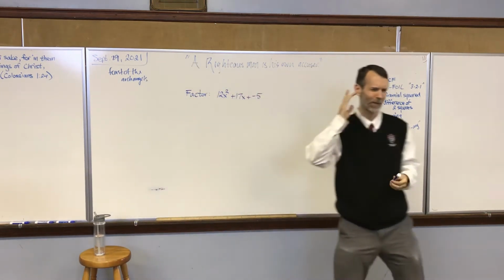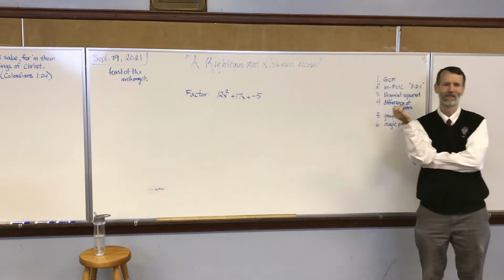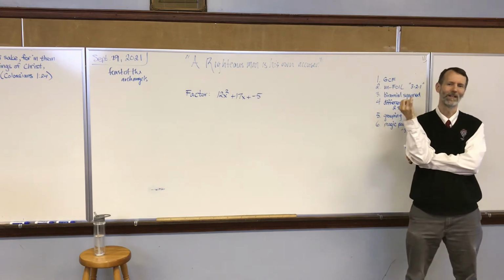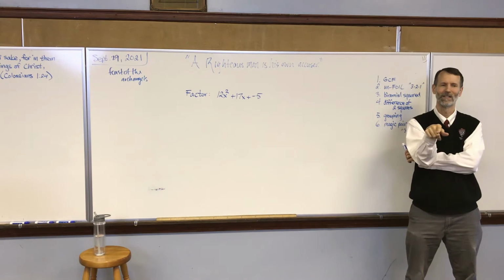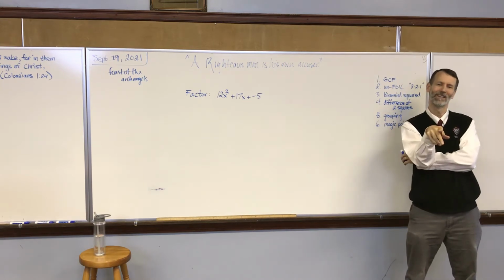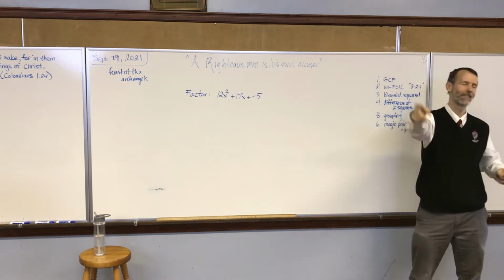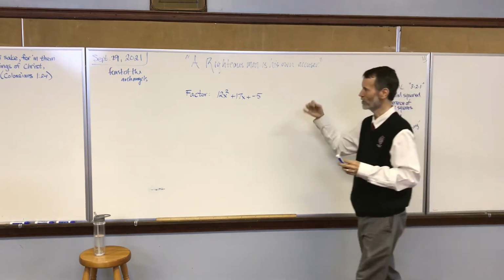What's the pattern for binomial squared again? It's a 3-step pattern. Square the first. Double the product. Square the last. Square the first, double the product, square the last.